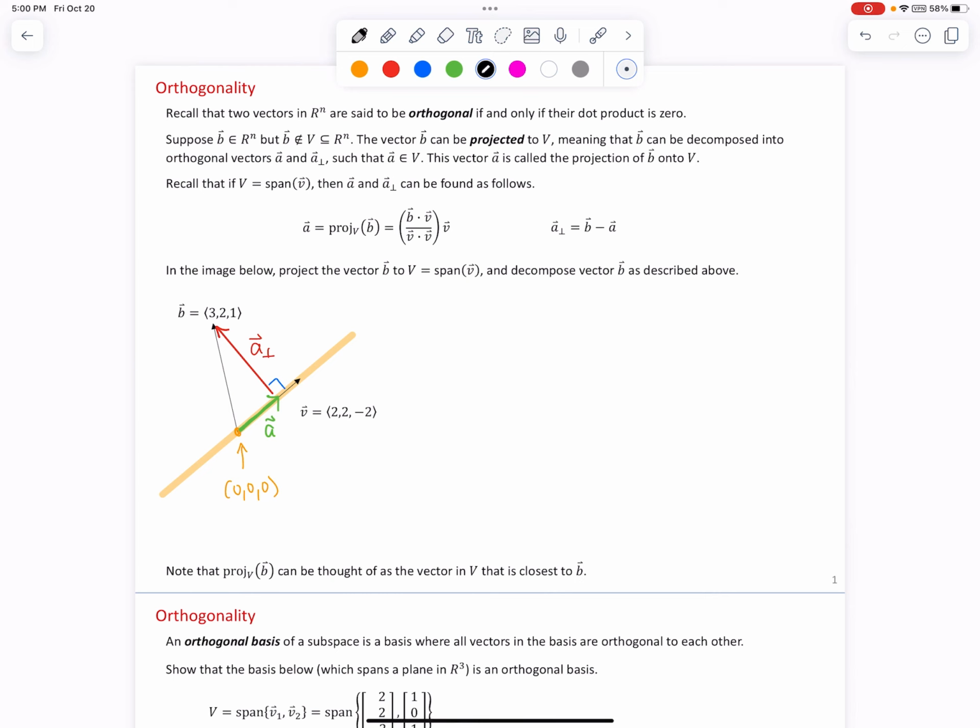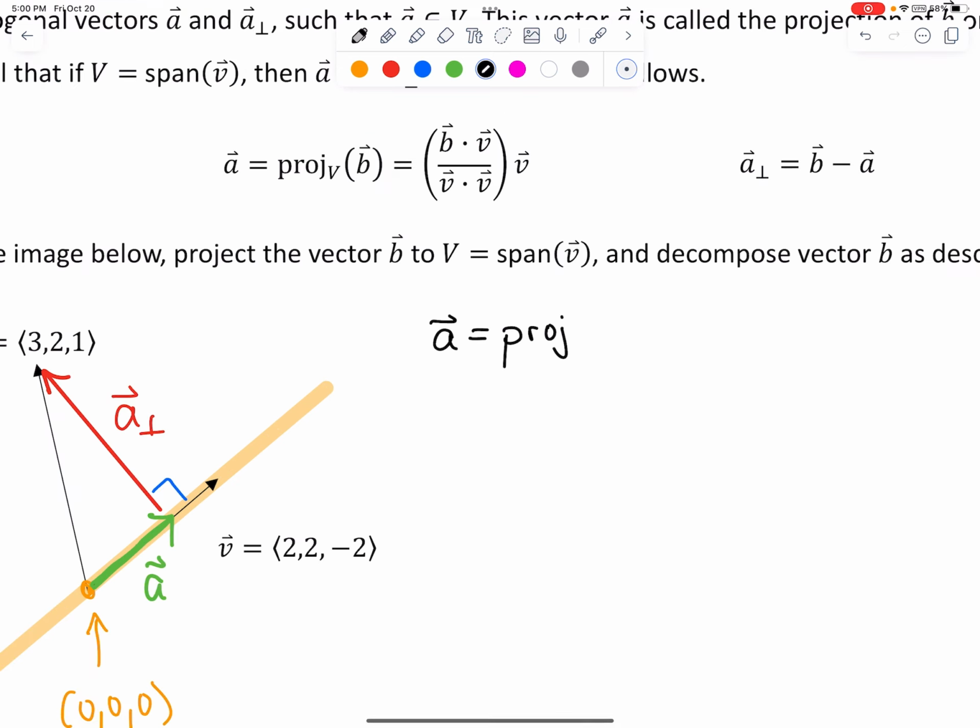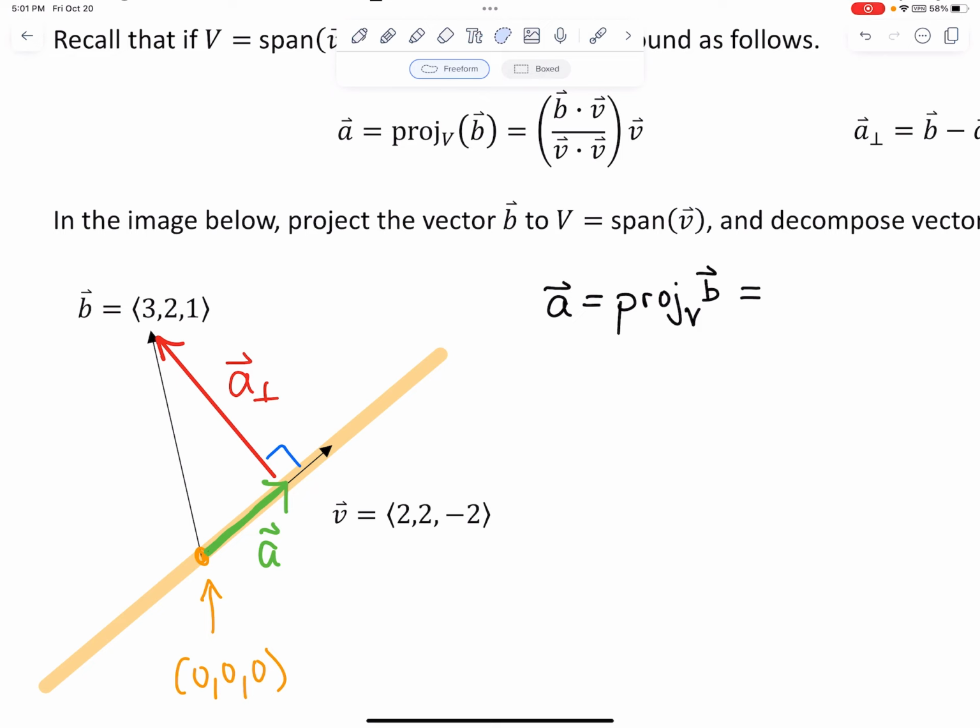Okay, let's go ahead and find what these vectors are. Vector a, which is the projection onto vector space V of vector b. We're going to do a dot product of b and this vector here. So we just multiply corresponding entries and then add the results. So we get 2 times 3, which is 6. 2 times 2 is 4. And then 1 times negative 2 is negative 2.